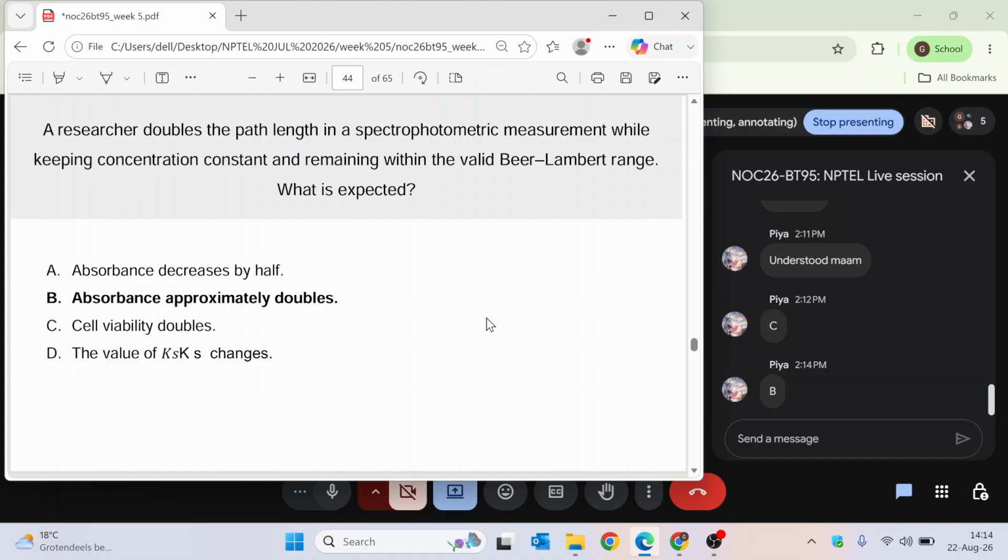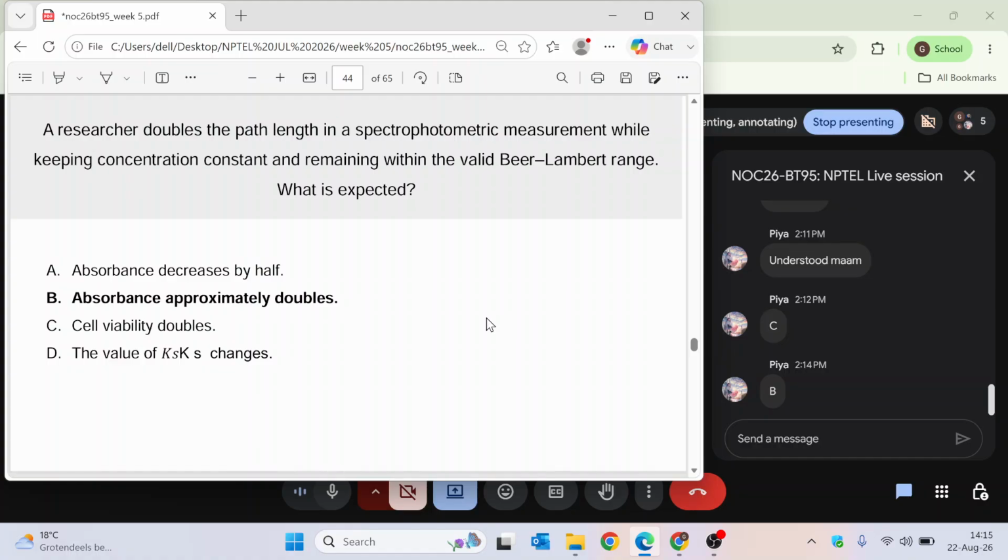When we talk about Beer-Lambert's law, it tells that A is equal to epsilon C l. A is the absorbance value. The absorbance value is going to be the product of your molar absorptivity, which is a constant and a specific thing for each of the molecules that we want to analyze, and then you have the concentration, which eventually you want to find out, and then you will have the path length of the cuvette that you are using.